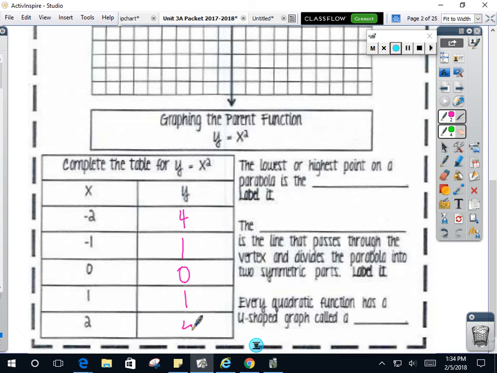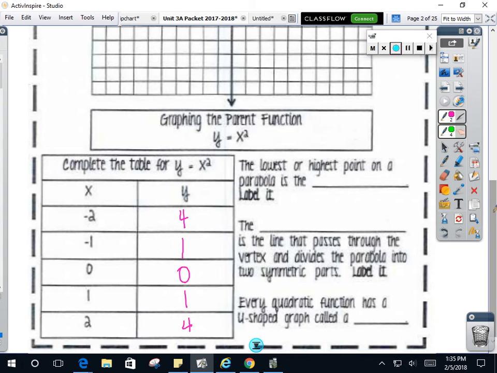Now, why do you think it is that this negative 2 made a 4 and the positive 2 made a 4? Right, because even though this is negative, when you square a number, the two negatives cancel each other out. So basically, negative 2 squared and positive 2 squared are the exact same thing. Because when you square it, the negative becomes a positive. So that's why you get the same thing, and that's what causes the parabola to occur.